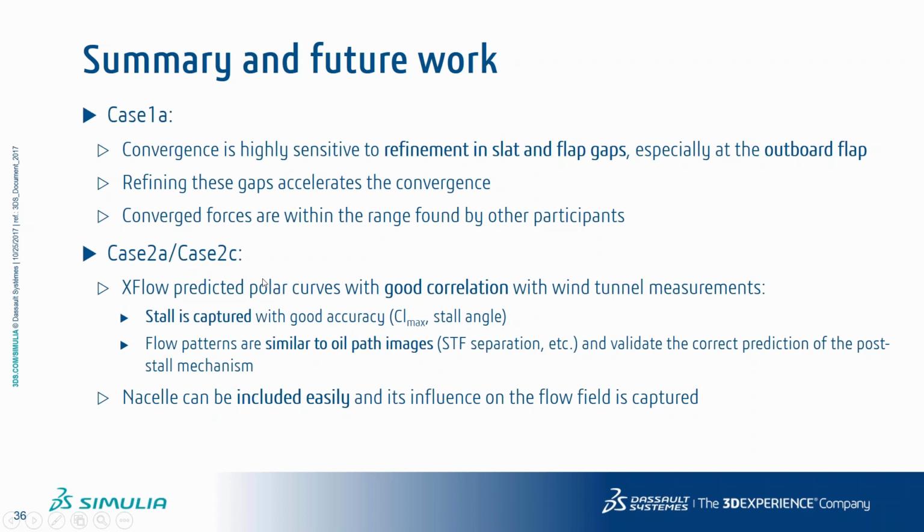For cases 2A and 2C, we've got polar curves that are in good correlation with wind tunnel measurements. The stall is captured with good accuracy. The CL max is pretty well predicted. The stall angle is slightly higher, but very close. And more importantly, we also checked with oil flow images that the flow patterns are correct and the flow topology is correct, even on the post-stall mechanism. So we really predict the stall entry fundamentally well, which is important.